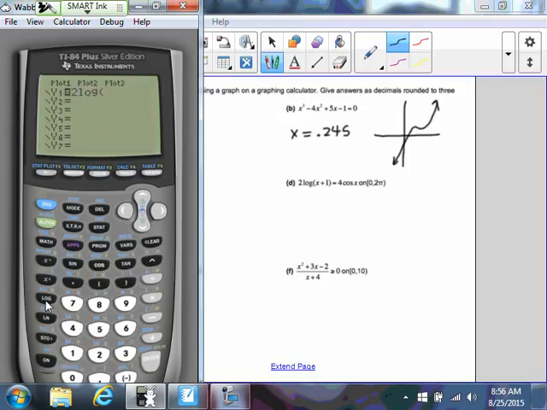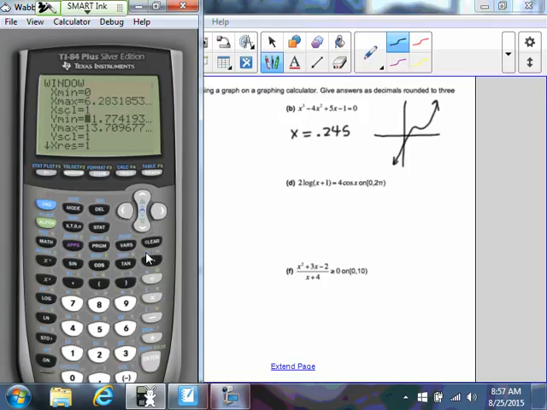So we have 2 log of x plus 1 and then equals 4 cosine of x. And this one gave us a certain interval. Okay, so it said on 0 to 2 pi. So that means that I'm going to go ahead and change my window from 0 to 2 pi. So you're going to hit 2 and then the pi button, so second pi. And when you move down, it will change that to 6.28, whatever.